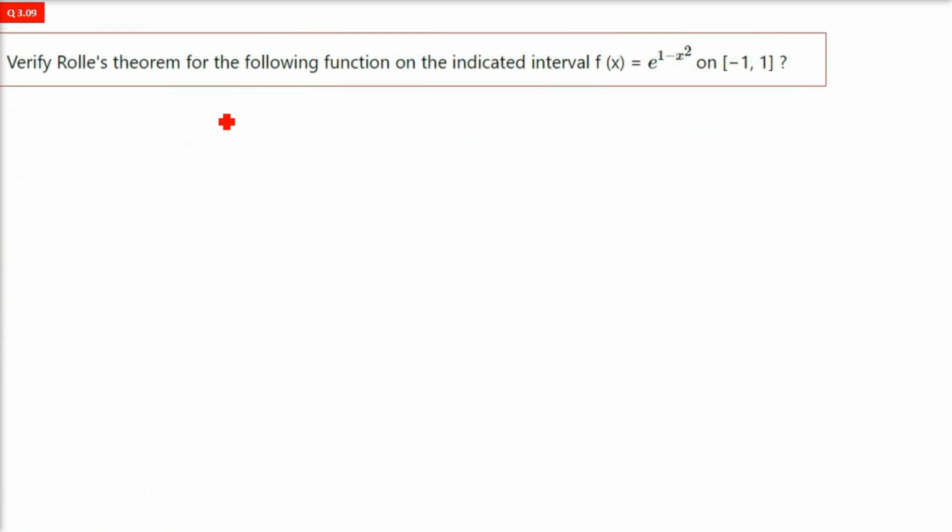We have to verify Rolle's theorem for the following function on the indicated interval: f(x) is equal to e raised to 1 minus x square on -1 to 1. Now don't worry about whatever is above this e. We are interested in the exponential function, and we know the exponential function is continuous, and it is differentiable also. So two conditions have been met.